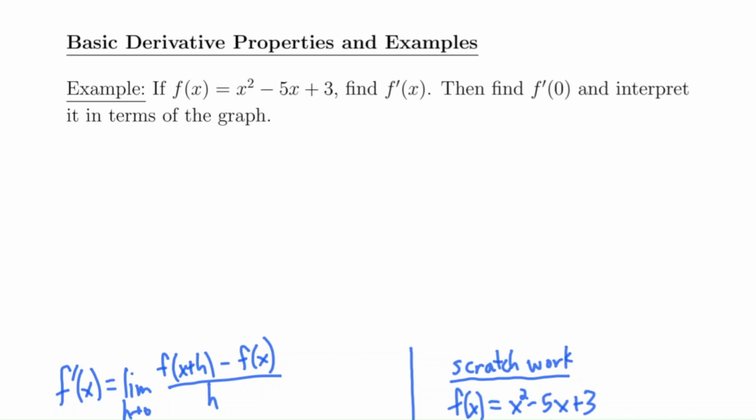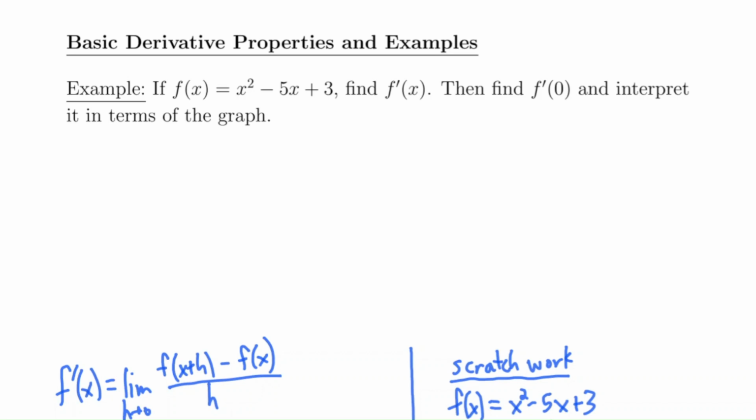We're going to talk about basic derivative properties and rules, and we're going to look at a whole bunch of examples. So let's first of all look at this example. If f of x is x squared minus 5x plus 3, find f prime of x. And then once we've done that, find f prime of 0 and interpret it in terms of the graph.